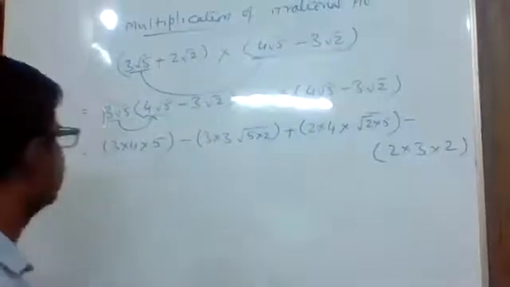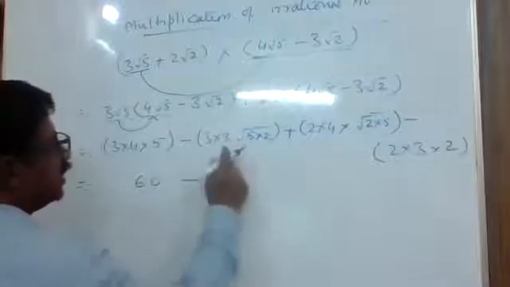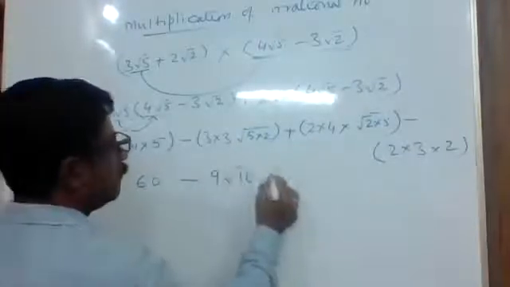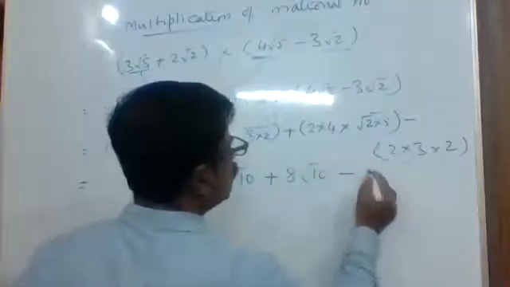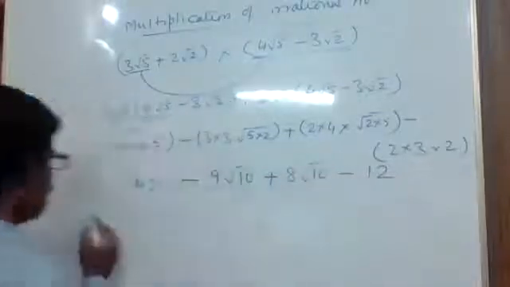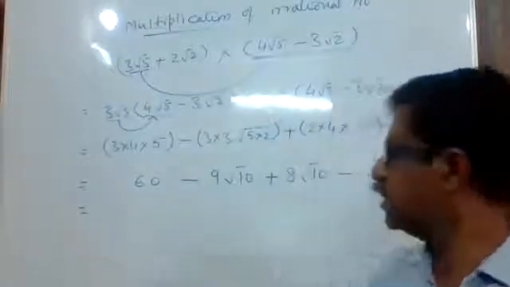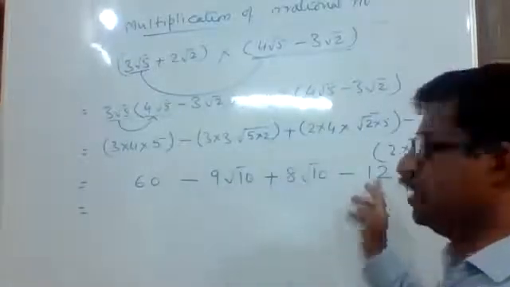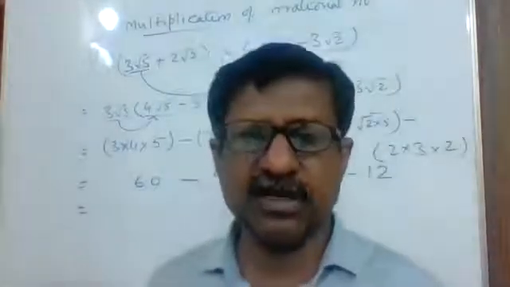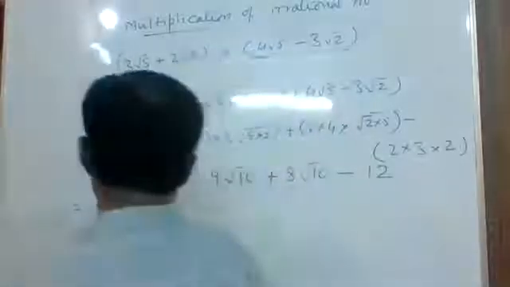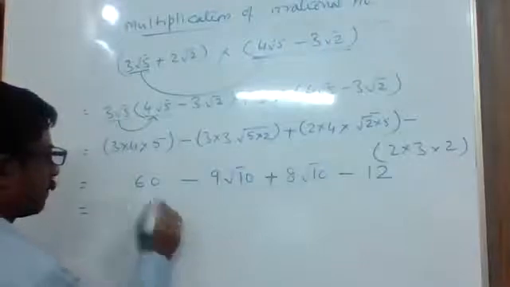Now further simplify it. 3 4s are 12, 5s are 60. 9 root 10 plus 8 root 10 minus 2 3s are 6, 2s are 12. We search for the like terms, and if it is possible to add or subtract, we'll do that. This is 60, this is 12. Both are whole numbers, and in between we got the minus sign. Therefore, we subtract 60 and 12. 60 minus 12, that is 48.